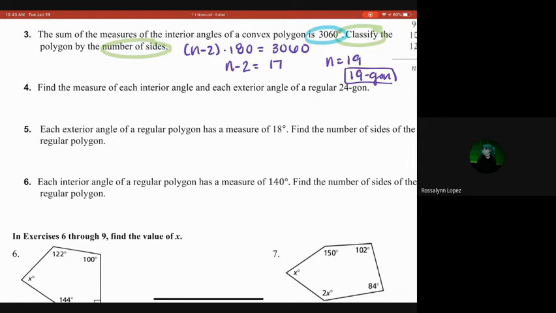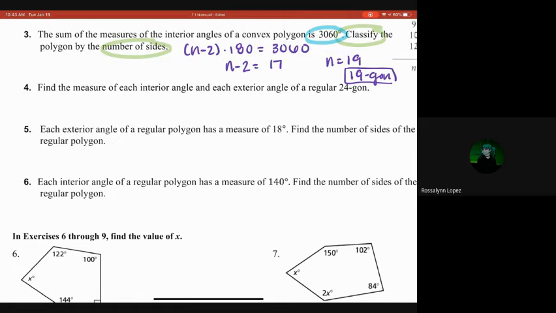If you want to find each interior, we could find the sum first, right? Do our n minus 2 times 180 formula. That would give us our interior angles. Okay, so that's one way to do this. That's what we'll do. And then keep in mind, think about, is there a different way to do it? I'm curious if anyone sees a different way.